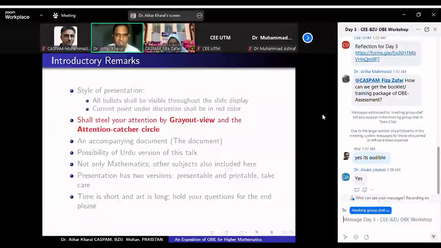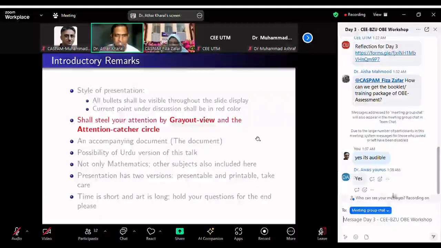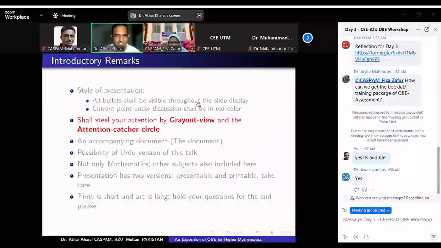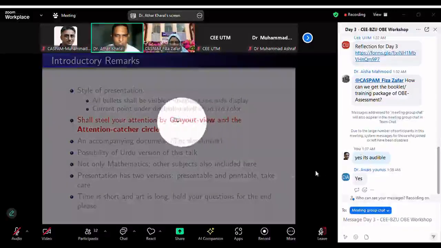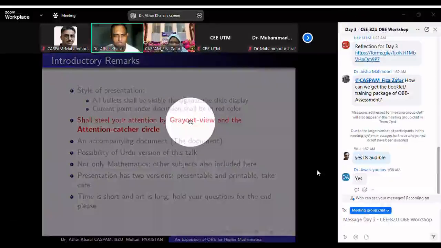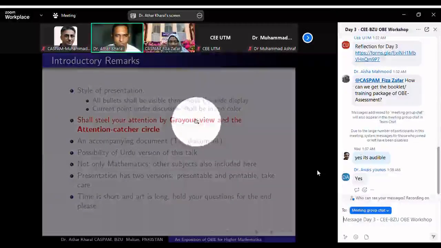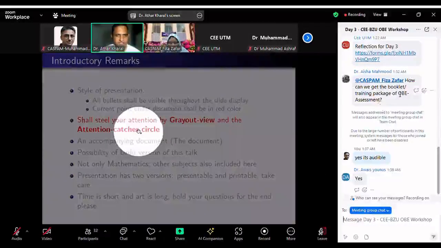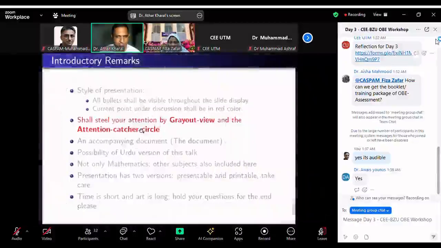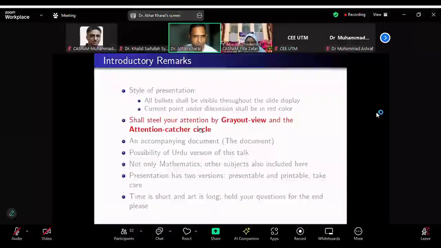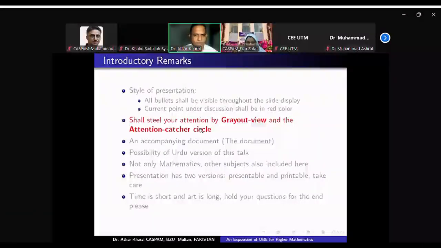Secondly, I shall be using another technique to grab, in fact steal, your attention, and that is called the gray out view. For example, this view. Whenever I would like your attention to be requested towards a particular point, I shall use this gray out view. And the third thing is I shall be using this kind of color circle, which is called the attention catcher color circle, for further pinpointing your attention.